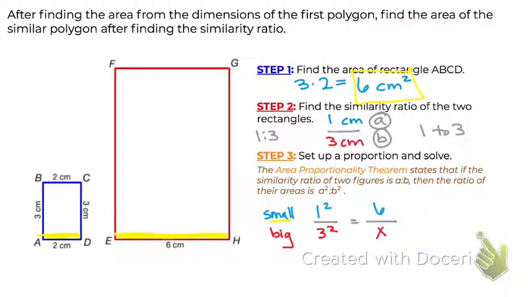I'm going to start off and change 1 squared. That's just the same as 1. And 3 squared is the same as 9. And now I'm going to cross multiply to solve this proportion. So I'm going to multiply diagonally. 9 times 6 is 54. And 1 times x is 1x. So x equals 54. So the area of my big rectangle, that's what x represents, is 54 centimeters squared.